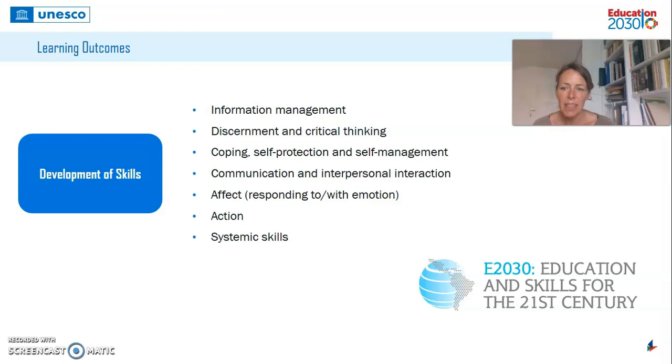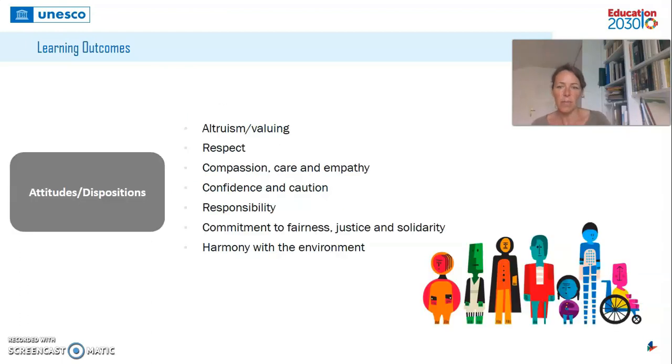Here are some examples of skills that come from the OECD work around the 21st century skills. Information management would be an important skill for disaster risk reduction education. Coping, self-protection, to have systematic skills of understanding how protection and self-protection could work, action skills, just to name some of them. Attitudes and dispositions important for disaster risk reduction include respect, altruism, compassion, responsibility, and harmony with the environment.